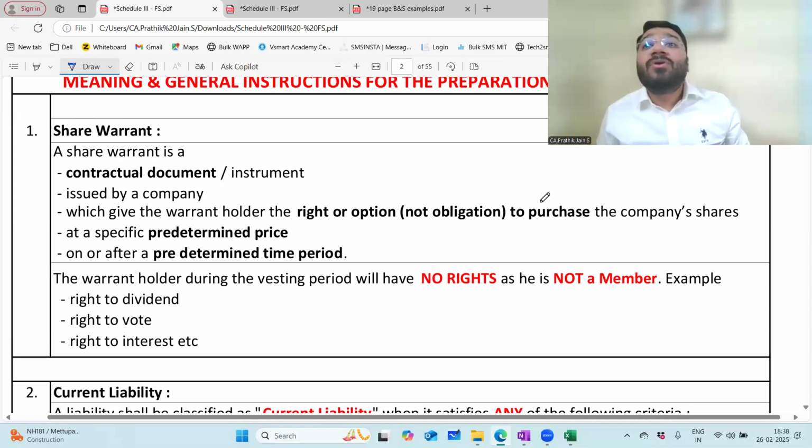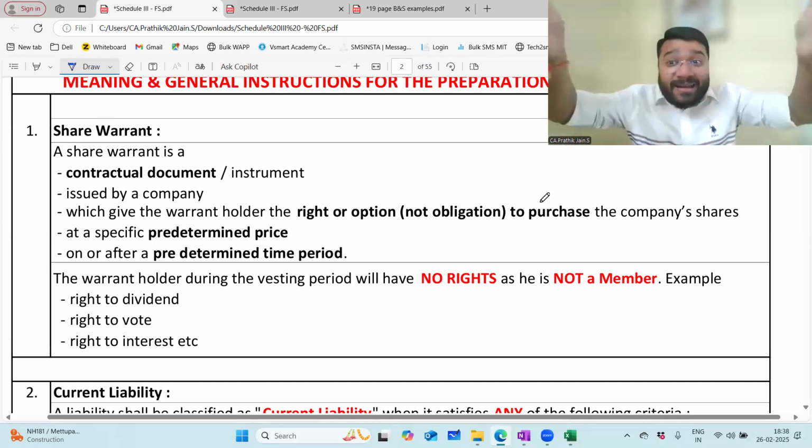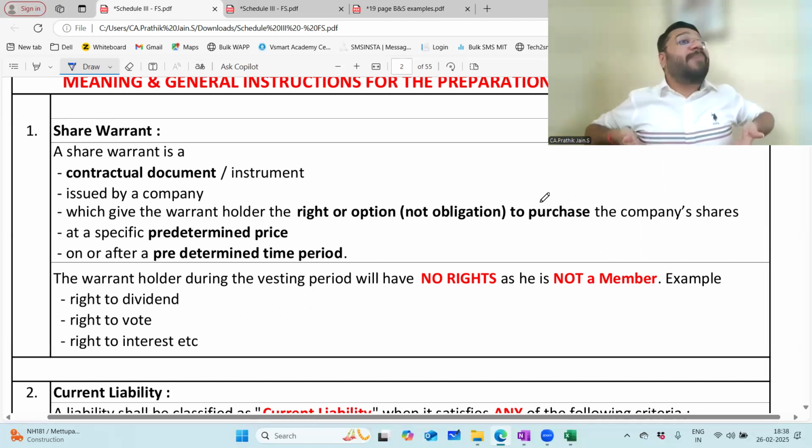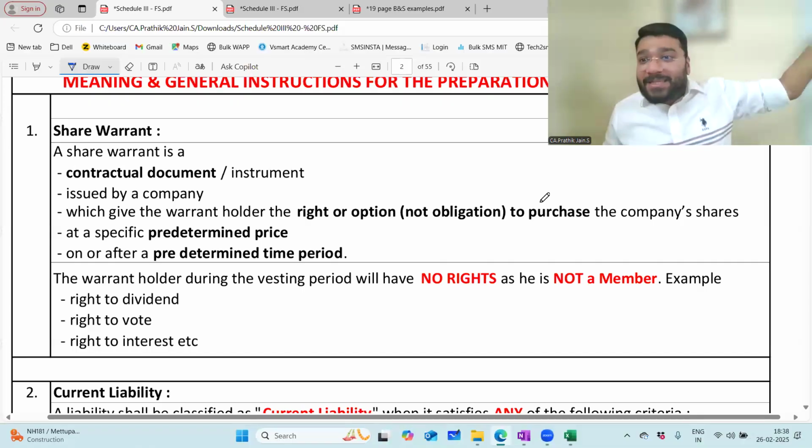Dividend is given to whom? Only the shareholder. You are not the shareholder because you are a warrant holder. So you're not getting dividend. No interest, no dividend, no voting right. Then what is attracting you to get the warrant of my company? You can get the shares still on the stock exchange.